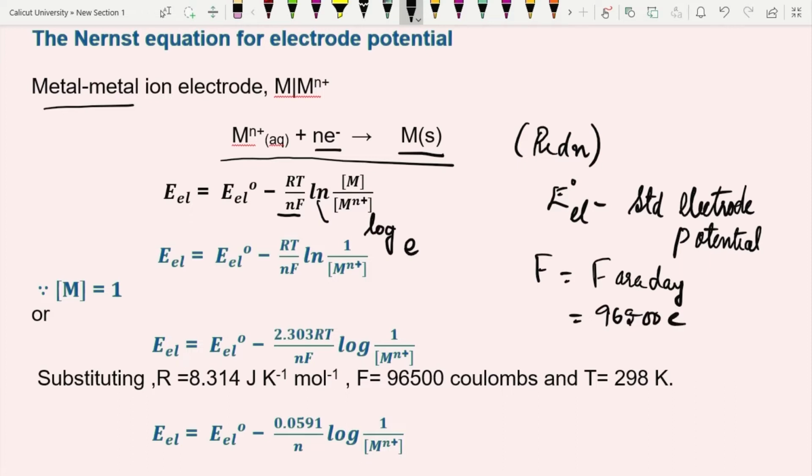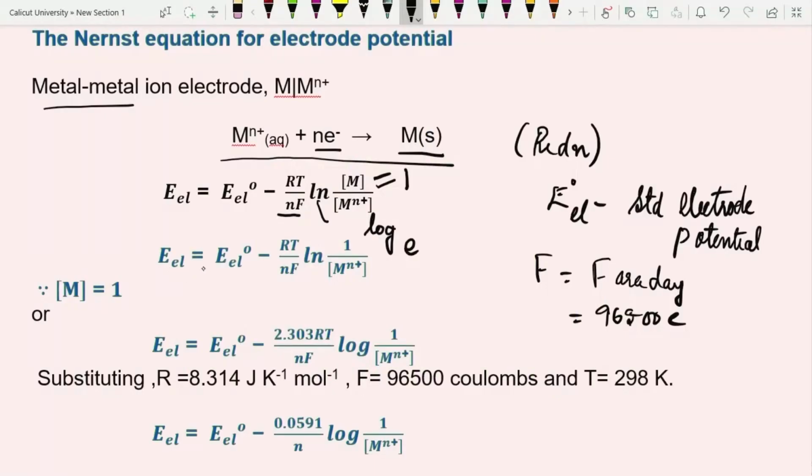96,500 coulombs. Okay. Now, you have written M in square brackets, which shows that it is a molar concentration of M. M means here, in this case, the metal. Then Mn+, again written in square brackets, shows that it is the molar concentration of the metal ion Mn+. Now, since the metal is in the pure form, you can take the molar concentration to be 1, unity.